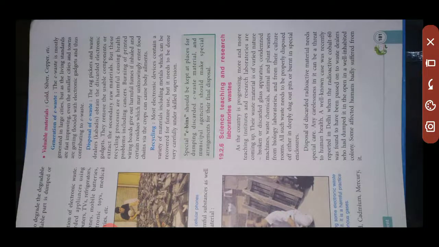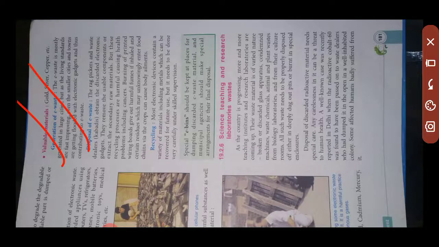These three are very harmful elements. Valuable materials like gold, silver, and copper are also present. Like you know, students, gold is a very important, very nice element which can also be used in plates, in the chip, and for other purposes. Generation of e-waste is mostly in larger cities. As living standards are fast improving, even smaller cities and towns are getting flooded with electronic gadgets, thus contributing to e-waste disposal.